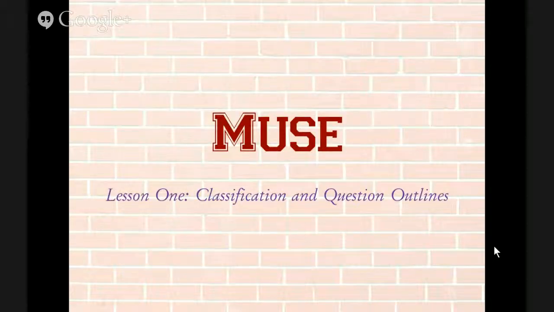So we have come to the end of Lesson 1, Classification and Question Outlines. There's a lot to cover in this lesson. I hope I was able to break it down so that it's easy enough for you to understand. The new thing that we learned was classification, and then we also talked about question outlines. That might be a review for some of you, and it might be new for others. So if you have any questions, please let me know.